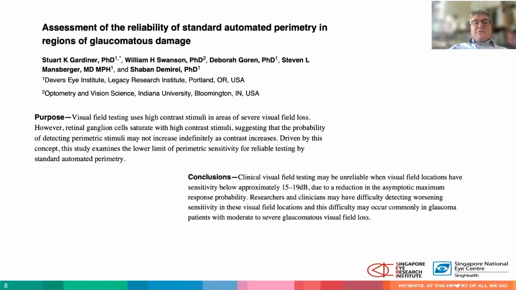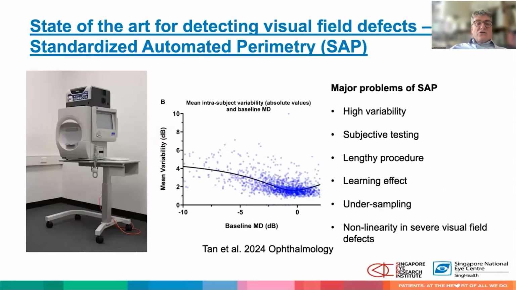Another problem with visual field testing, and this has been shown, for instance, in this paper from Portland, is that when certain locations have sensitivity below something like minus 15 decibel, the visual field testing is not reliable anymore because there is no linear association between the sensitivity and the stimulus intensity anymore. So what is the state of the art for detecting visual field defects?